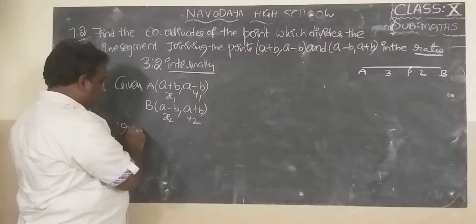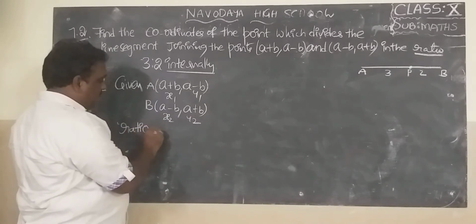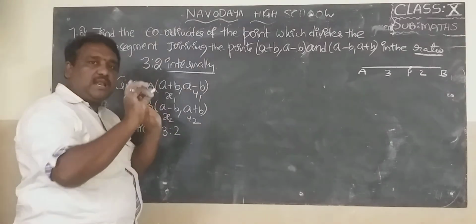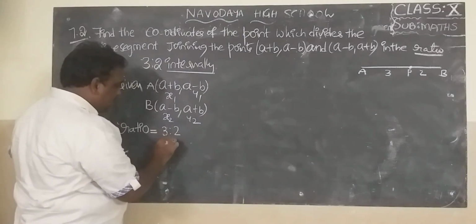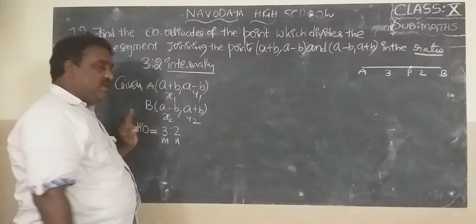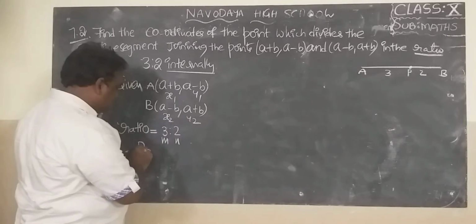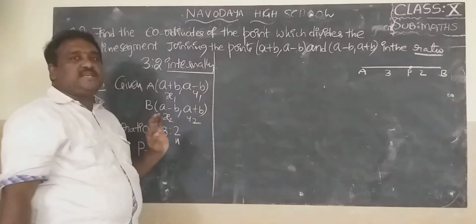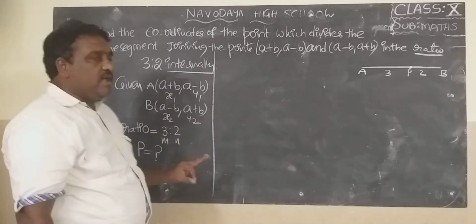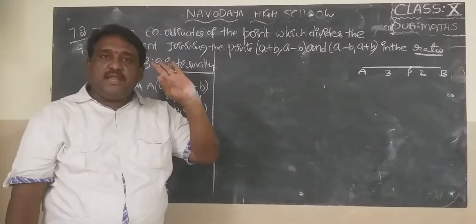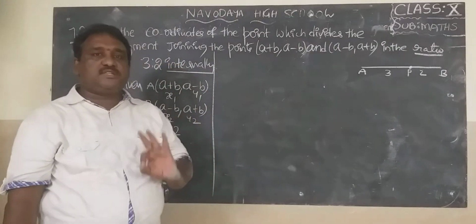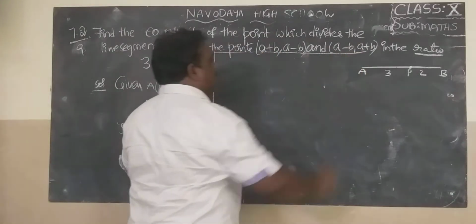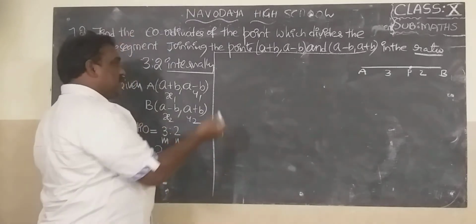Then the ratio is given. Ratio equals how much? 3:2, internally only. So this is m, this is n. Then what do we need to find out? P. P is the dividing point. Then what formula to write? Again I told you, you must write the ratio formula. Write the ratio formula.